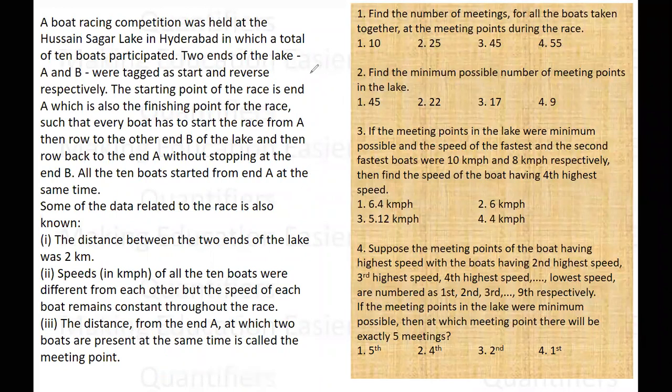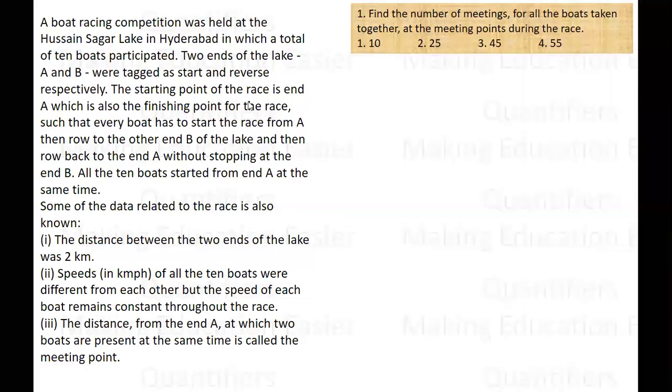So the first question says, find the number of meetings for all the boats taken together at the meeting point during the race. Now it is given to us that the speed of all the boats is different. If the speed of all the boats is different, the question is asking for the total number of meetings, right?